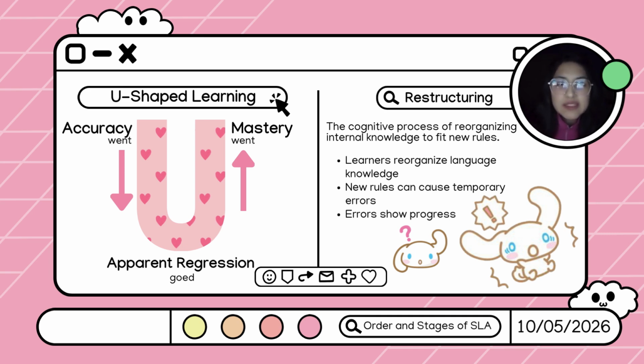But why does this happen? It's because of a process called restructuring. This occurs when learners reorganize their existing knowledge to accommodate new rules they have discovered, such as the regular -ed past tense, so the regression is actually a sign of cognitive advancement. The learner is trying to integrate a complex system rather than just repeating memorized words.